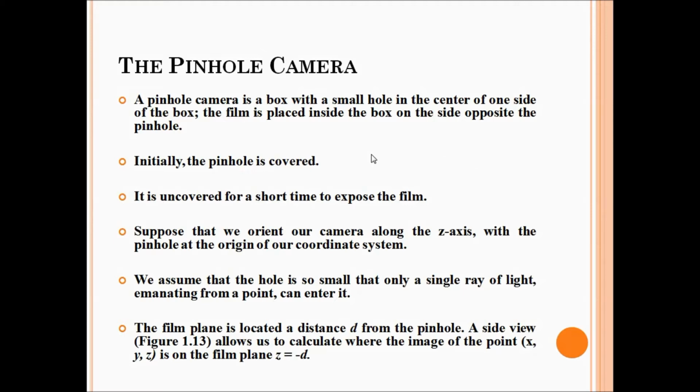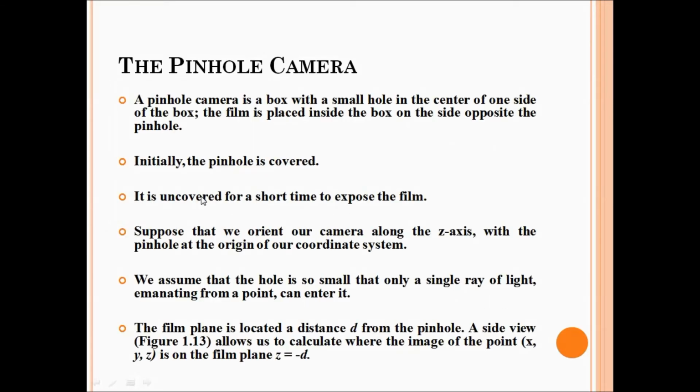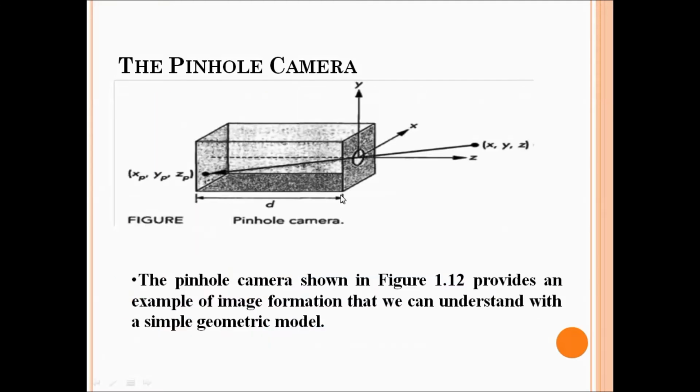And next, the film plane is located at a distance d from the pinhole. You can see there in the diagram. So the film plane will be on the opposite side of the pinhole, located exactly at the distance d from the pinhole. And to calculate the distance, the z value will be minus d. Why it is minus d: you can see here, I need to travel in the reverse direction to reach the film plane. So that's why the value of our z coordinate is minus d.